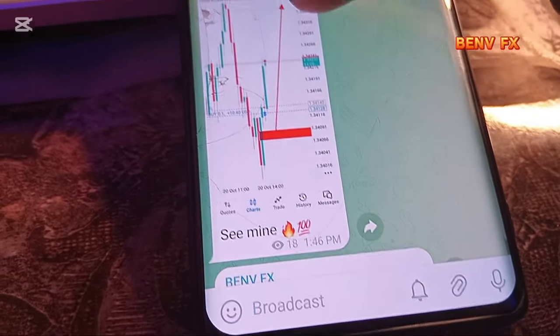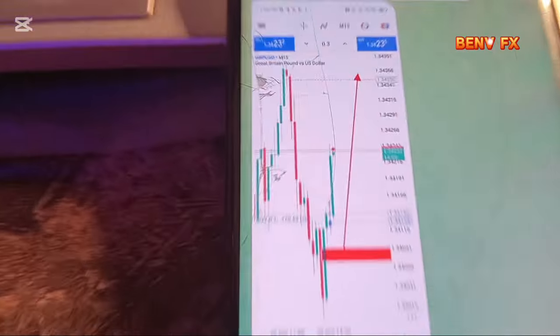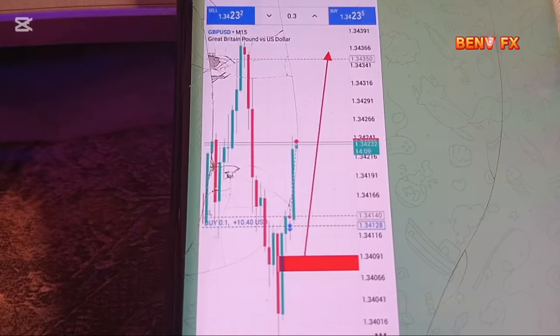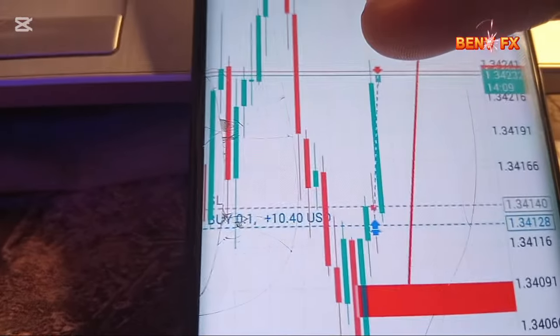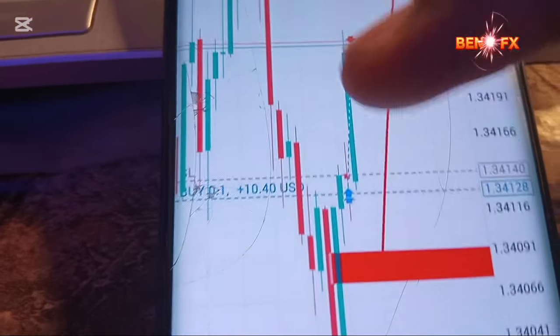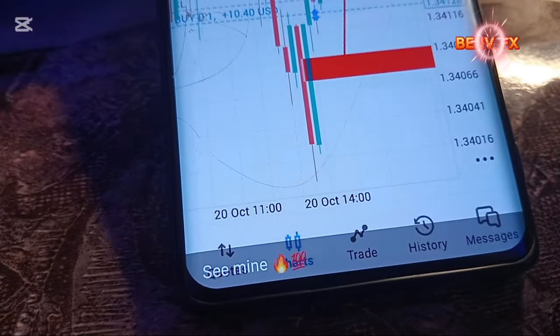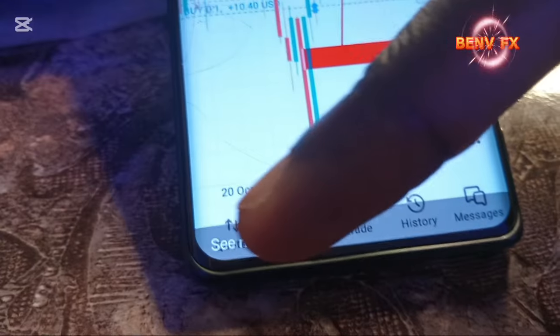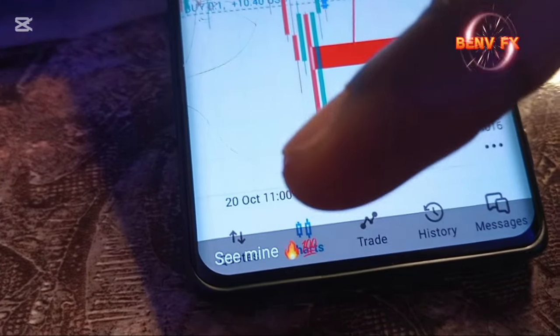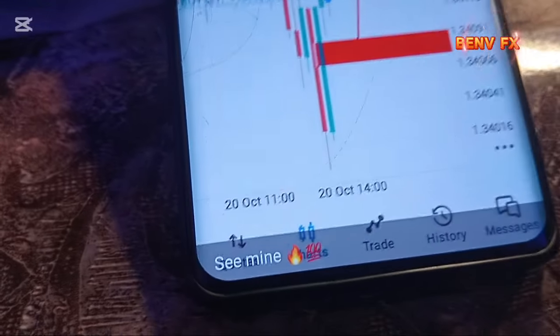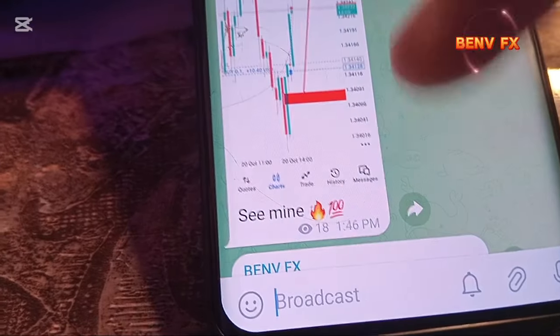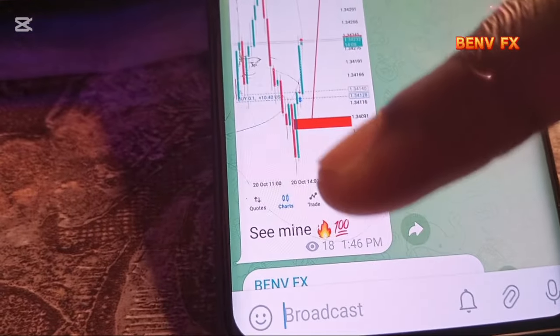Then as you can see here, I took some profit out. I don't know if you can see very well, but this is some profit that I took out here. I told them, see mine, you understand, which means I've taken some profit already.